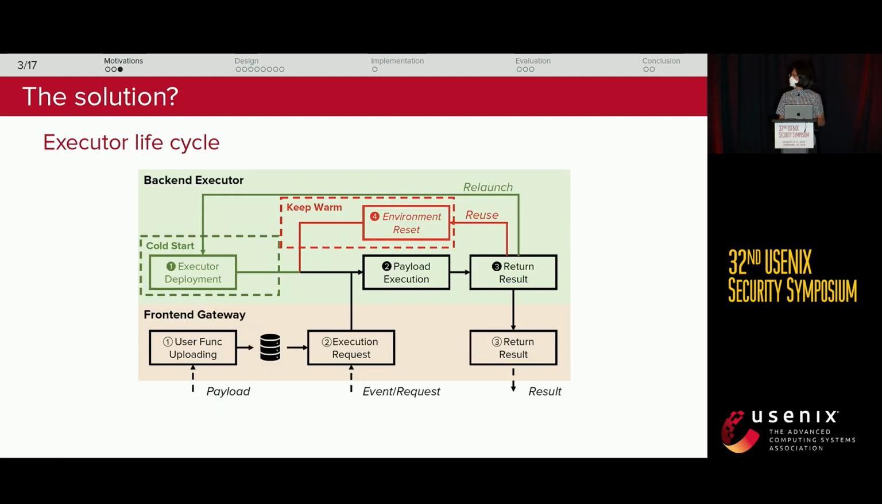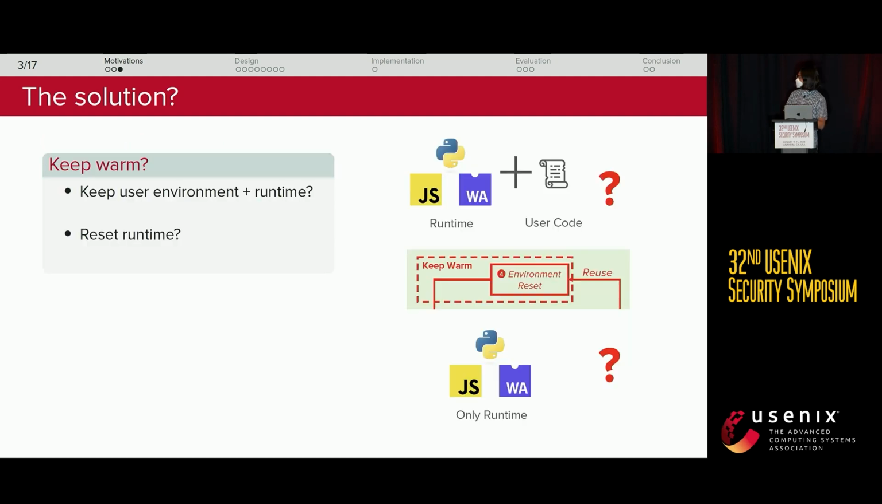So instead of relaunching the whole thing, people came up with the idea of keeping the environment warm. That's reusing the environment. For regular serverless, people came up with 2 types of ways to keep the environment warm. One is to keep the whole environment, including the user code, as a container, so that when the user code is called again, it will be reused. The other one is to use a resettable runtime, for example Python or JavaScript, whose runtime most likely cleans up the whole environment after an execution. So you can just redeploy a new workload on it.